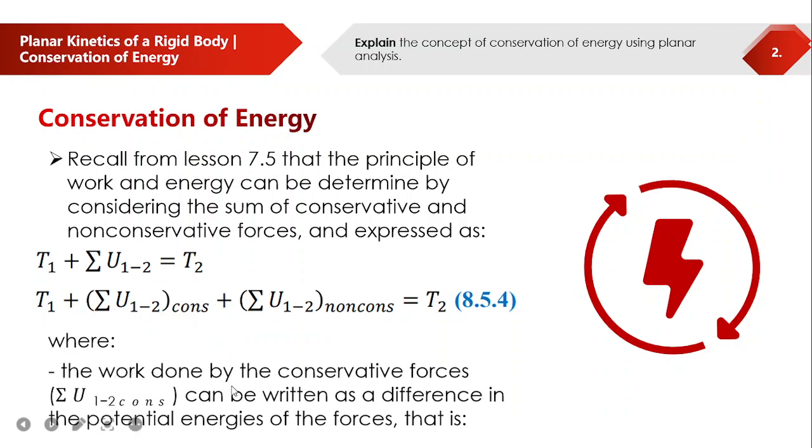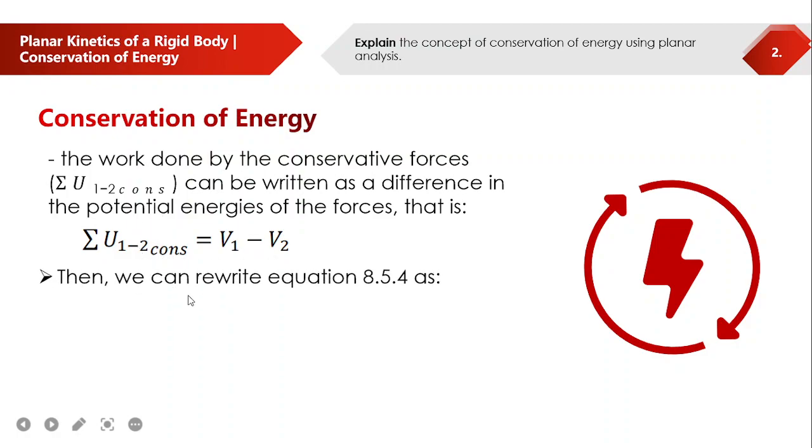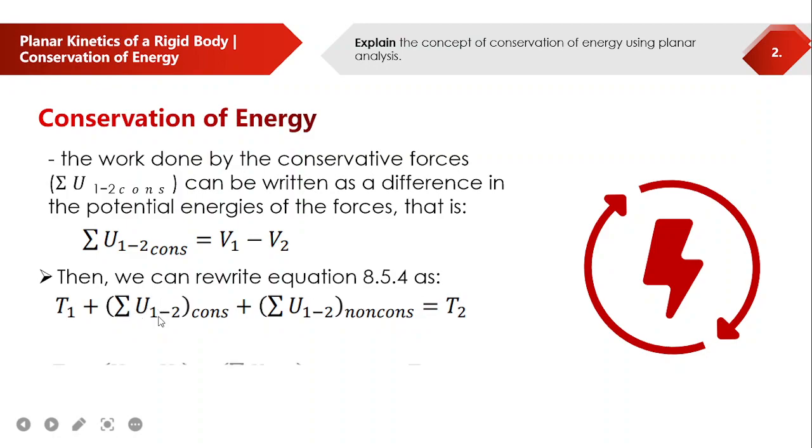Where the work done by conservative forces, U sub 1 to 2 conservative, can be written as the difference of the two potential energies of the forces, that is, V sub 1 minus V sub 2 for conservative. Then we can rewrite the equation from this one to this one, because we already computed that the work done by conservative forces can be written as the difference of the potential energies of the forces. So, potential energy at the initial location minus the potential energy at the final position. This is how you solve the total work done by the conservative forces.